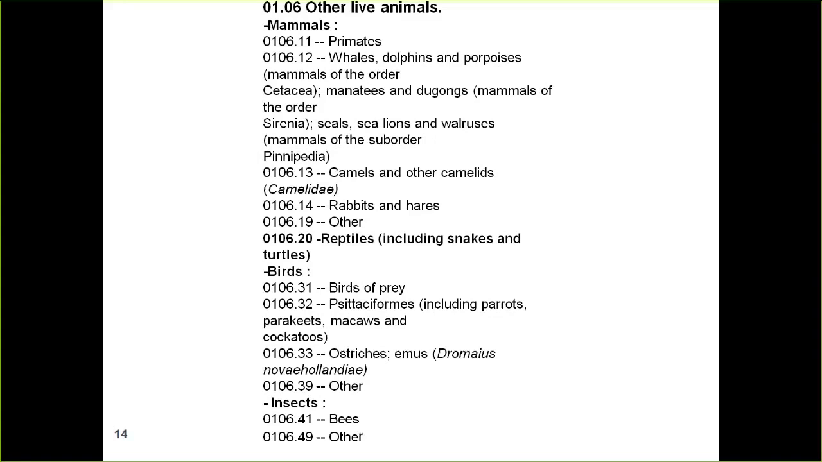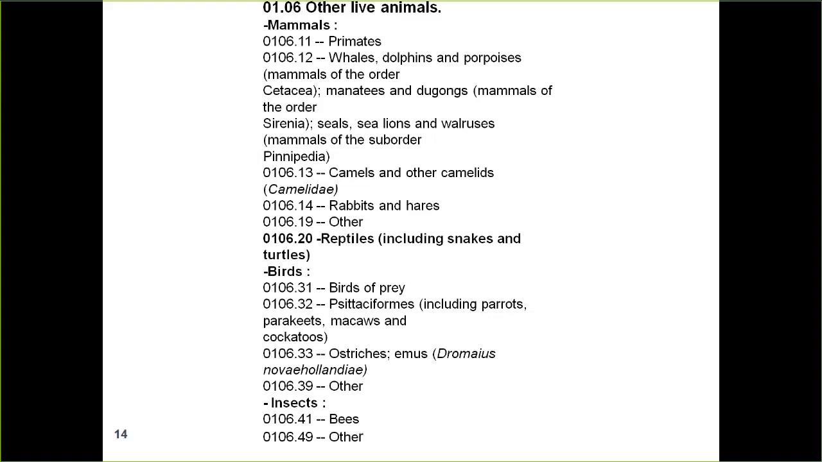010619. If you are thinking of a dog, you're bringing in a dog. A dog is a mammal, but a dog would not be in 010611 because it is not a primate. It would not be in 010612. It would not be in 010613, which deals with camels. A dog is nowhere close to being a rabbit, so it is not in 010614. And so, you do not notice dog in the code. Dogs will be classified in 010619.